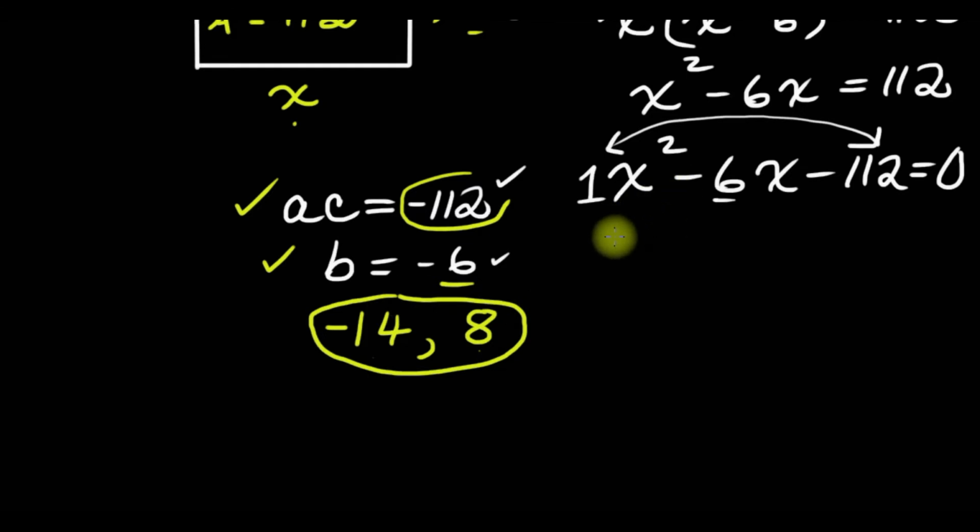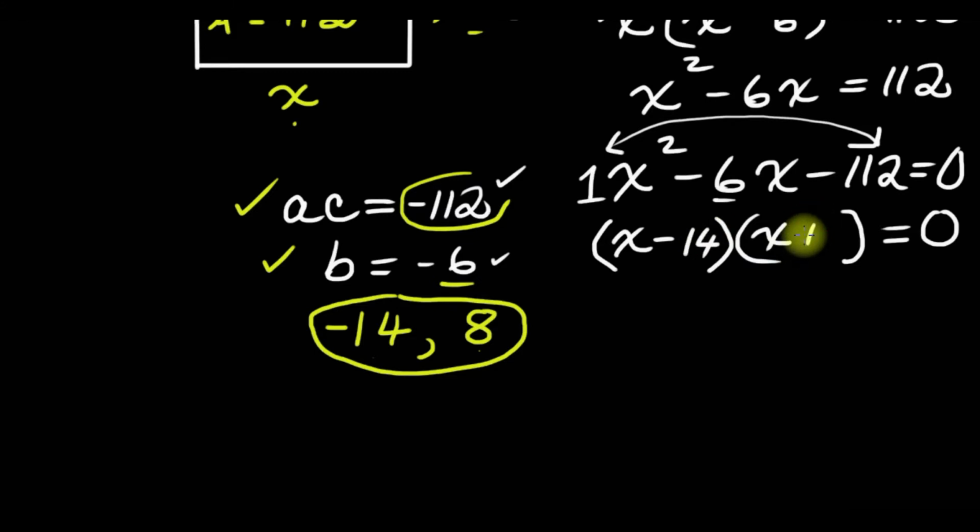Now we're going to go back here and use those two numbers to put it in factor form. So it's going to be x times x to get x squared. It's going to be negative 14 and then plus 8. Okay, so if you were to multiply these two factors, you get this. Okay, so now what we do is we set each factor equal to 0 and then we solve for it, and that's how we come up with x.